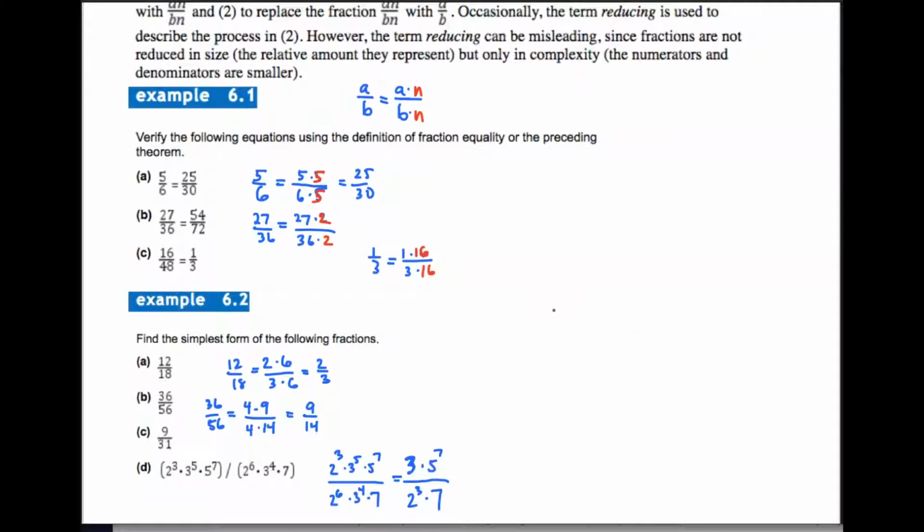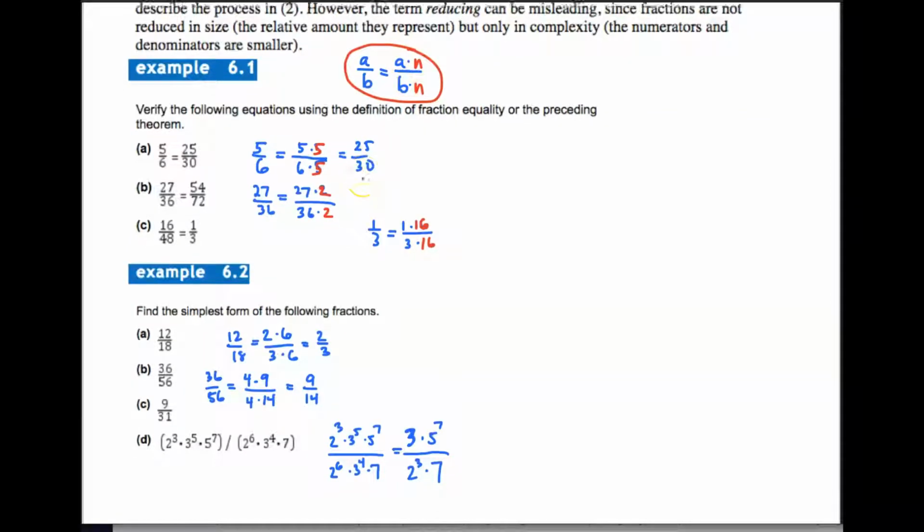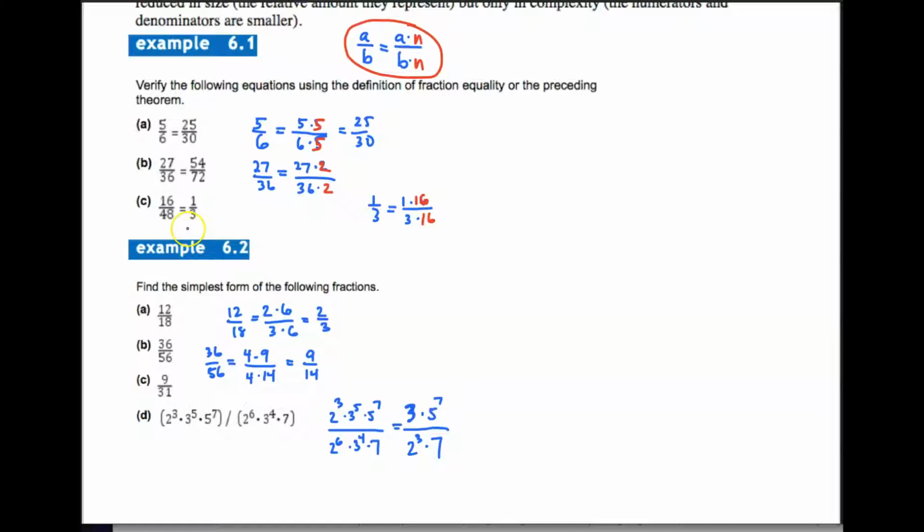Here are some examples of that. For example, why are these fractions equal to each other? Why is 5/6 equal to 25 over 30? You can see the mathematics that has been done here: 5/6 times 5 over 5 is 25 over 30. It's following this rule. You're multiplying the numerator and denominator of the original fraction by the same number.